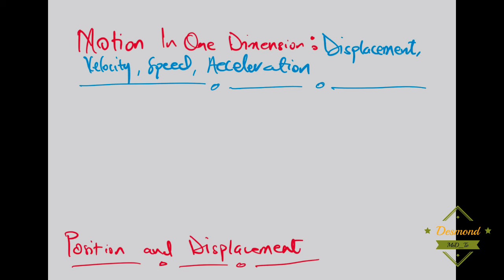Now in this video, we're going to talk about motion in one dimension. We will take each of these terms, which is displacement, velocity, speed, and acceleration, and talk about it in detail in our subsequent videos.